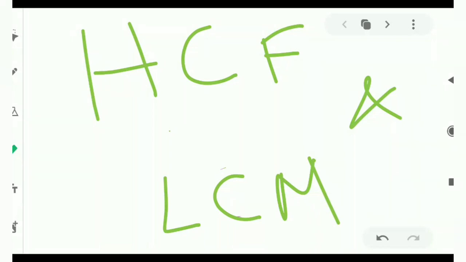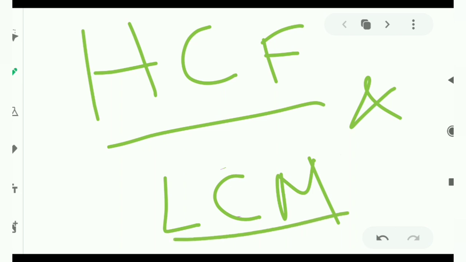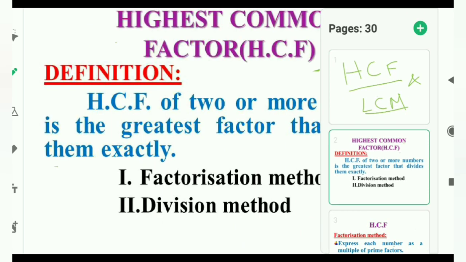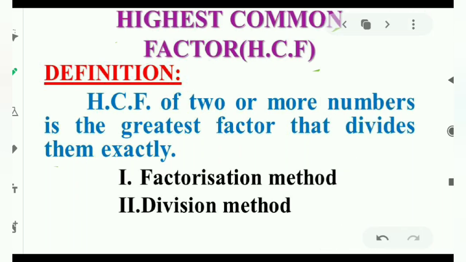Yes, today we are going to see what is HCF and what is LCM. Let's begin the lecture. Are you all ready to learn a new concept today? Good. Highest common factor. Highest common factor is nothing but HCF.